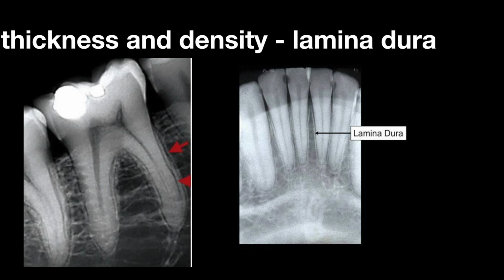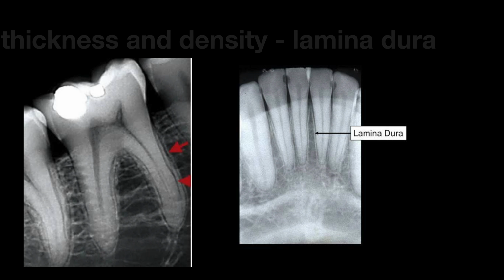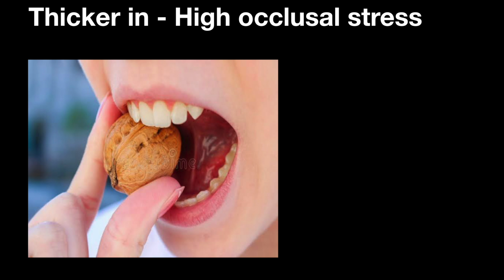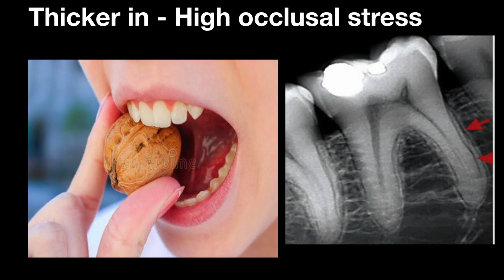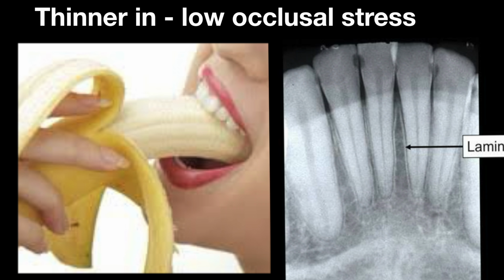Here's where things get interesting. The thickness and density of the lamina dura vary with the amount of occlusal stress, or how much your teeth are working for you. Around teeth that bear heavy occlusal stress, like molars, the lamina dura is thicker and denser. Around those teeth that just sit there and don't do much, it's thinner and less dense.